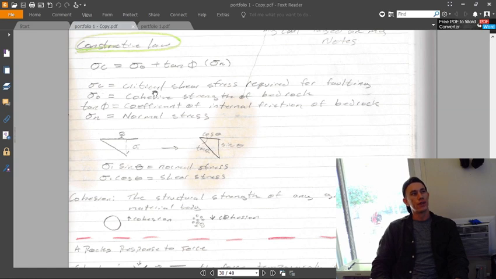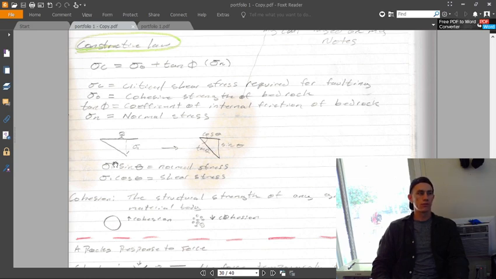This is the critical shear stress required for the faulting, and this is the cohesive strength of the bedrock plus the tangent of the coefficient of internal friction of the bedrock times the normal stress. This is the constructive law. It's basically saying how much something needs to reach critical shear stress, that's the cohesive strength, and then you add in the coefficient of internal friction of the bedrock times the normal stress.